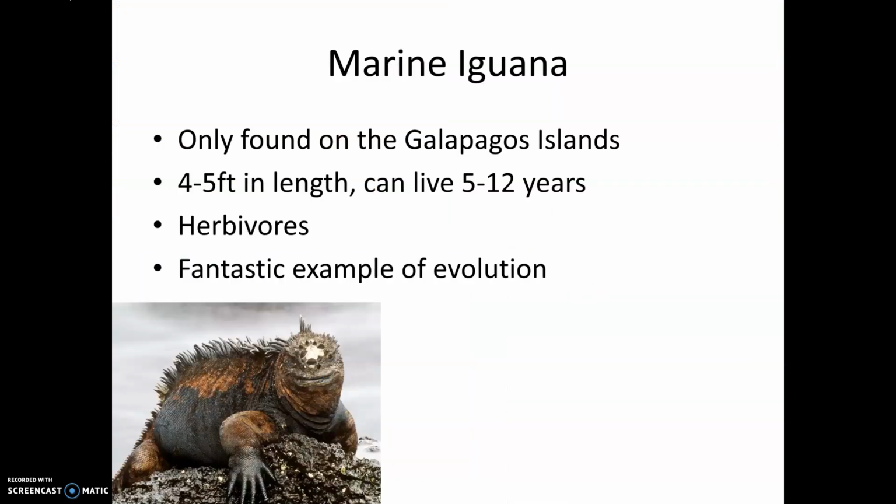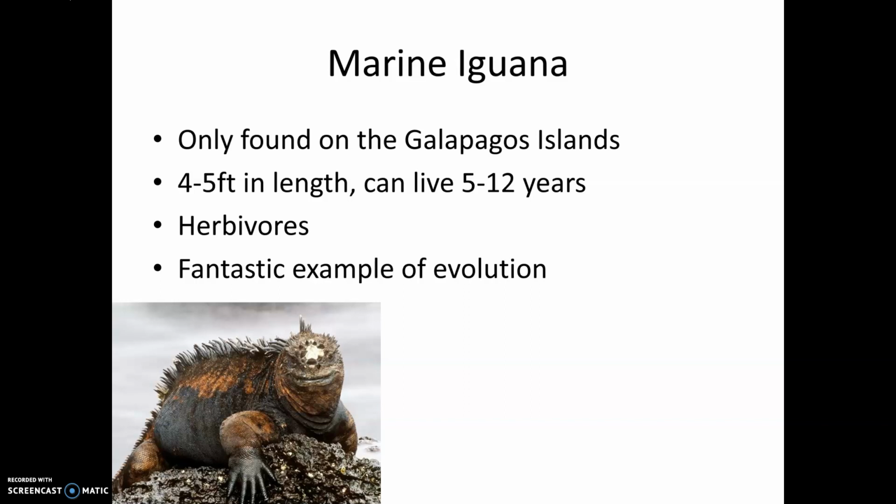And then finally, the last reptilia class that we're going to take a look at is the marine iguana. So these animals are only found on the Galapagos Islands off of South America. They are about 4 to 5 feet in length and only live about 5 to 12 years. So in the idea of animals here, that's a pretty short timeline for most of our reptiles.